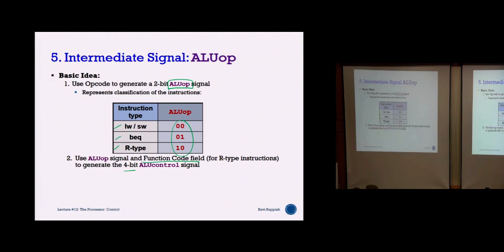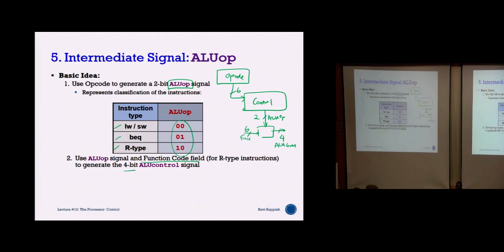So what am I doing? I'm going to use the opcode, which I send to my control block. From the control block, I'm going to generate the ALU op, which is 2 bits. So the opcode is 6 bits, my ALU op is 2 bits, and I'm going to combine it together with my function field, which is 6 bits, to generate my final 4 bits, which is my ALU control.